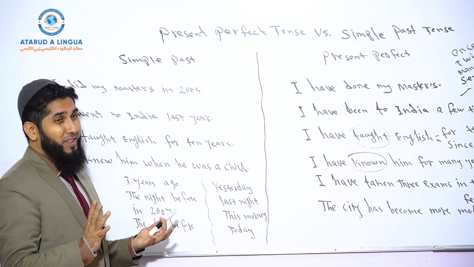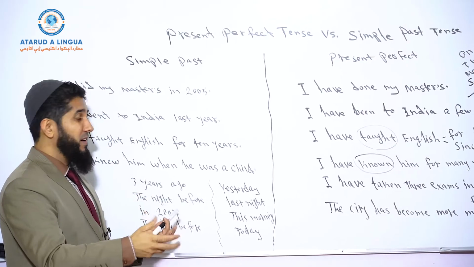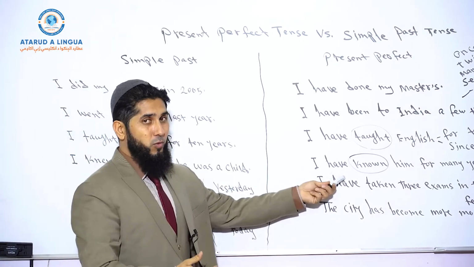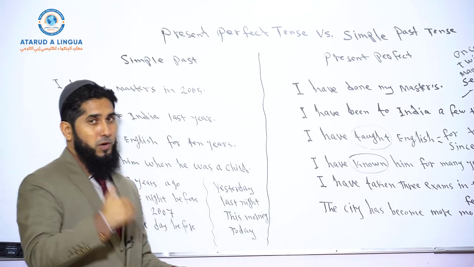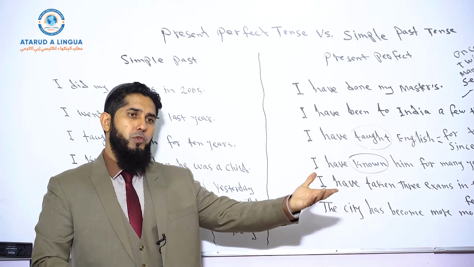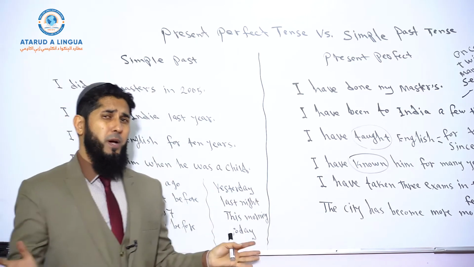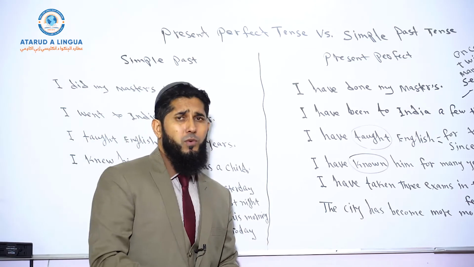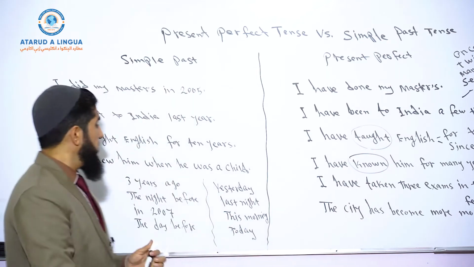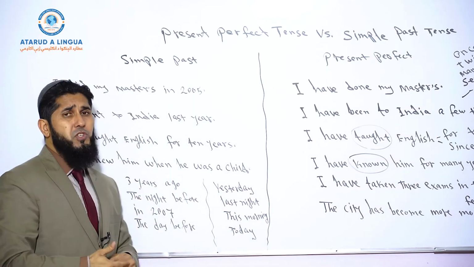So now the state of knowing does not exist at present time. I mean, the way it does here, like when we use present perfect tense. So I knew him in the past, I still know him, and in the future, I may forget all about him, or the state may exist in the future as well. But here, I knew him when he was a child.